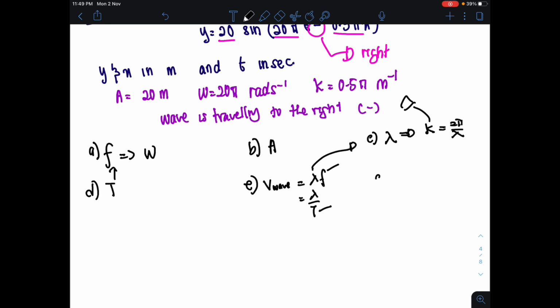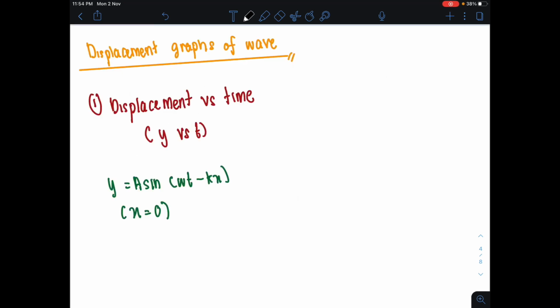And lastly, question F is the maximum velocity of the particle. The question is asking the velocity of the particle, but the maximum. We know v max occurs when y is equal to 0. So you can use this equation, ±ω√(A² − y²), to find the maximum velocity of the particles. Okay, now I want you guys to attempt all these questions, do nicely and submit in GC. I've uploaded a task for you. So do your example 1 and upload your answer script in the Google Classroom.